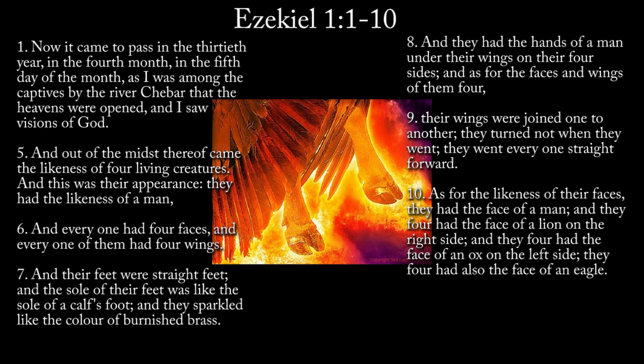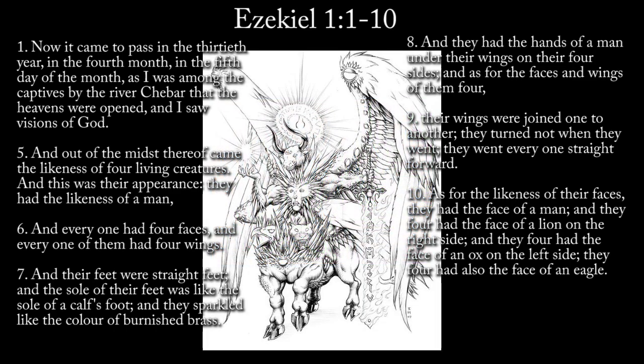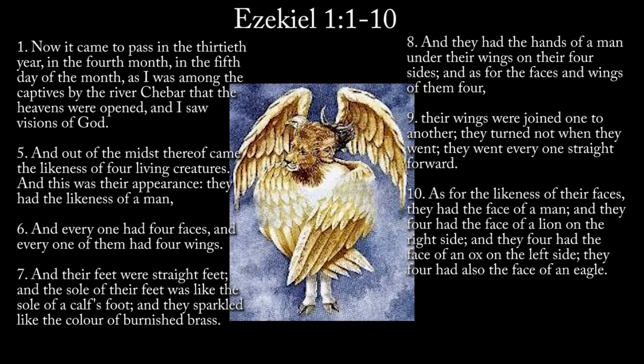And they had the hands of a man under their wings on their 4 sides, and as for the faces and wings of them 4, their wings were joined one to another. They turned not when they went every one straight forward. As for the likeness of their faces, they had the face of a man, and they 4 had the face of a lion on the right side, and they 4 had the face of an ox on the left side, and they 4 also had the face of an eagle.